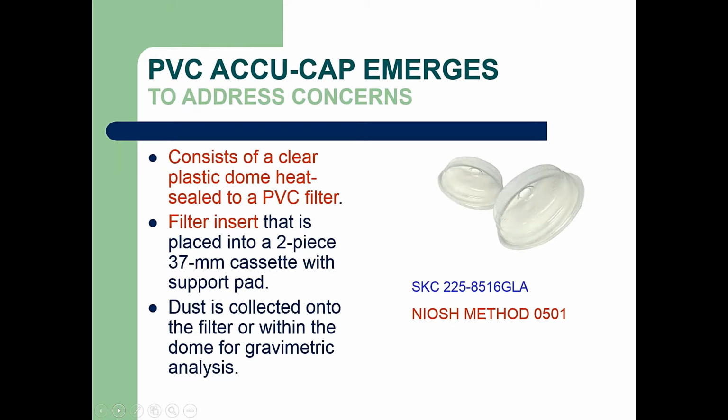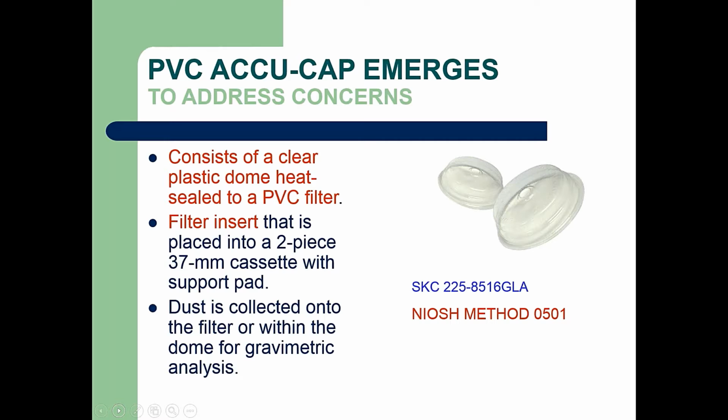So a new sampler design called an internal capsule sampler was developed to completely eliminate the problem of these cassette wall losses. And NIOSH now specifies an internal capsule sampler in 2 new methods. The first method shown here is the NIOSH 0501. This is for total particulates using a design SKC manufactures called the Accucap.